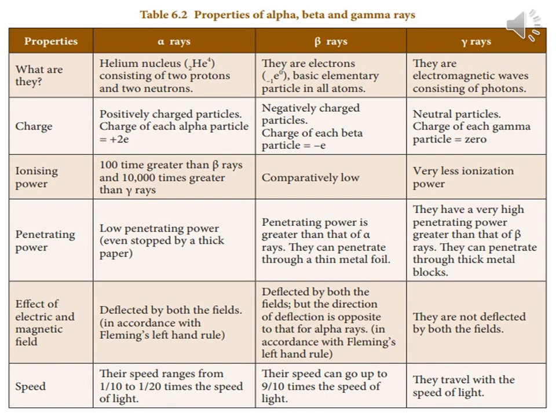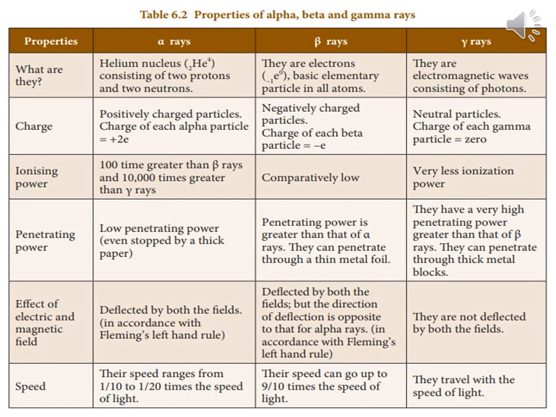Gamma rays are neutral. The ionizing power of alpha rays is 100 times greater than beta rays and 10,000 times greater than gamma rays. The ionizing power of beta rays is comparatively less than that of alpha rays, and the ionizing power of gamma rays is minimum. It has the least ionization power.